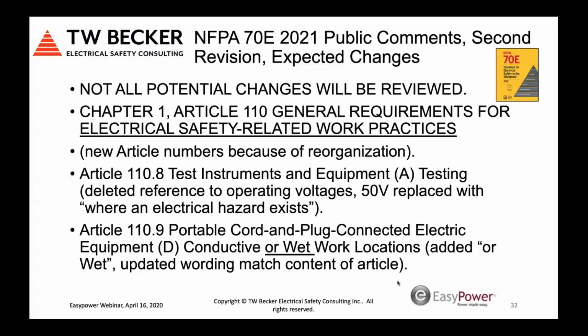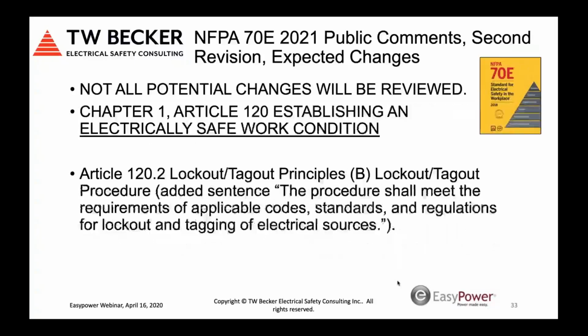Some wording changes under Article 110.8, test instruments testing. Remove the specific reference to a voltage and just said where an electrical hazard exists. Article 110.9, portable cord and plug connected electrical equipment. It added the words "or wet", again, to clarify conductive or wet work location. The words wet were included in the article content. So that's what's happening here. Public comments come in to further clarify and do some technical fixes, and it clarifies it for the user in the end. Now moving into Article 120, only a couple of things I'm going to note here.